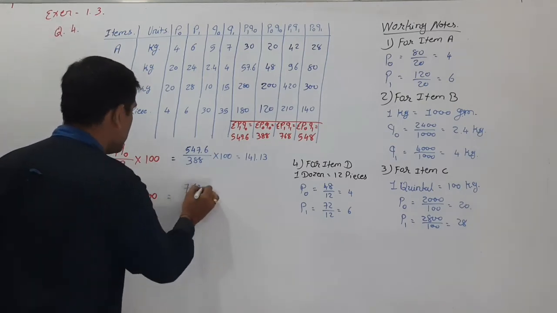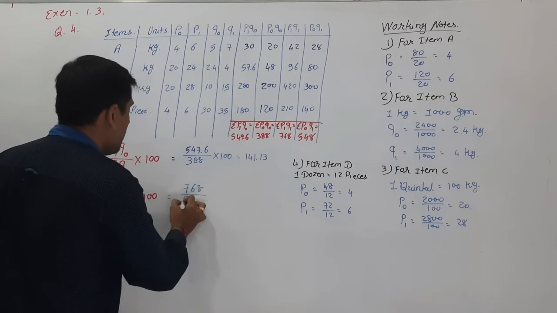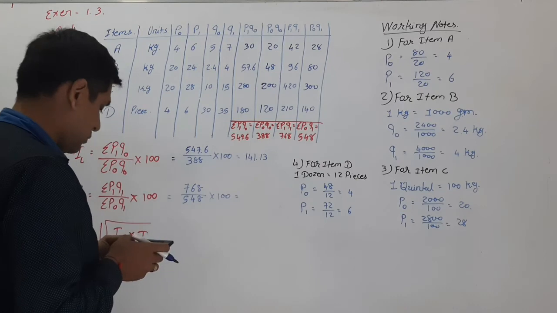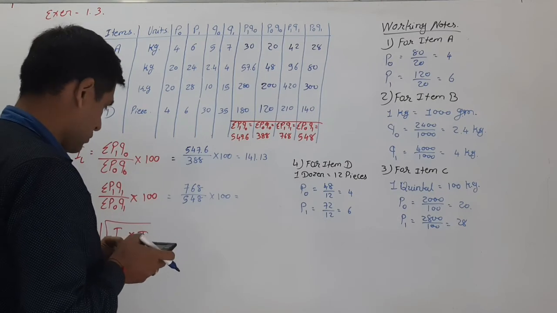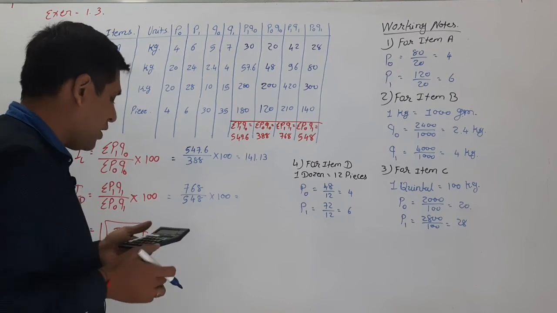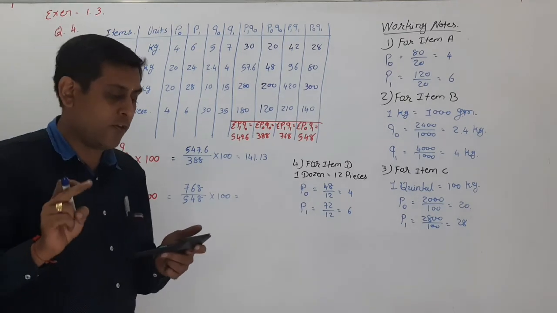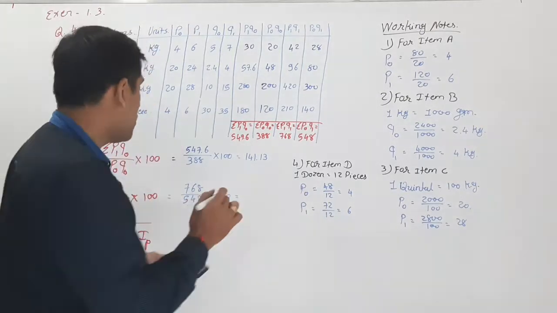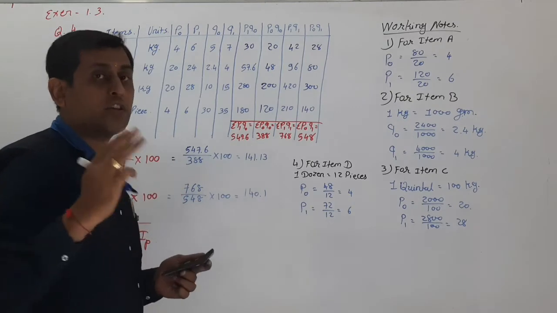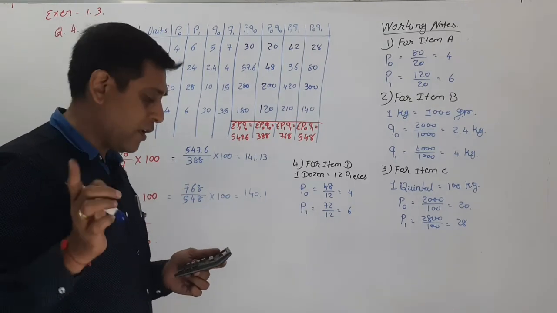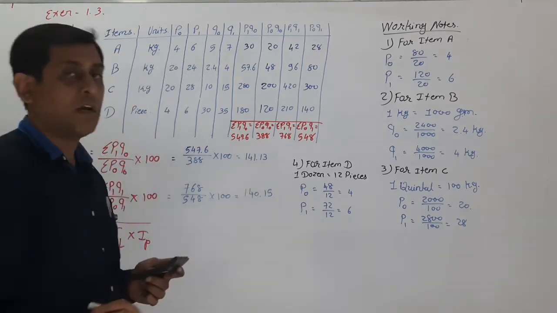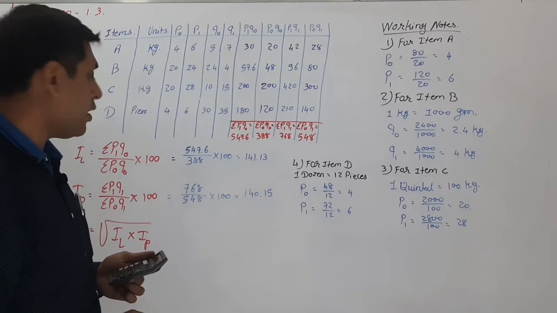Now put the value here: 768 divided by 548 into 100. The answer is 140.1459. See, 140.14, then the third digit is 5, that's why we are adding 1. That is, 140.15 is the ultimate answer for IP.